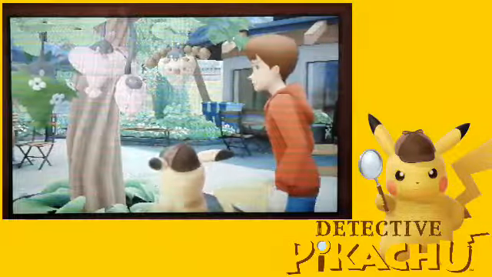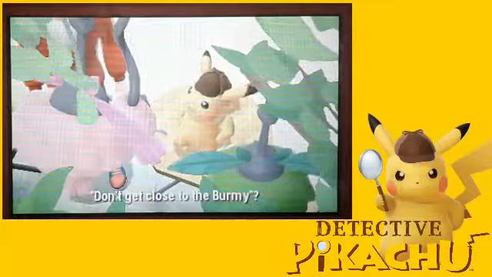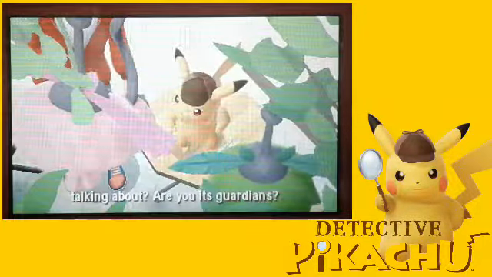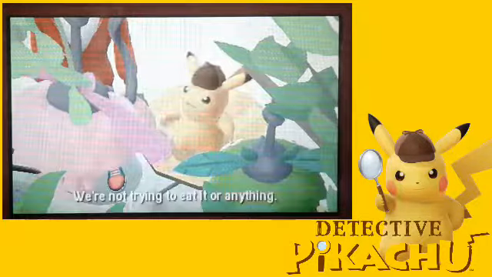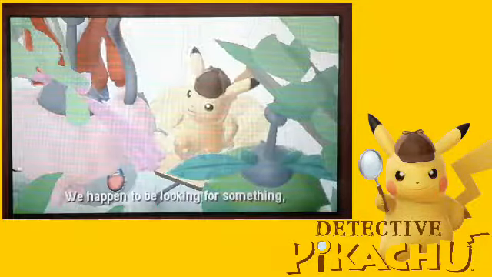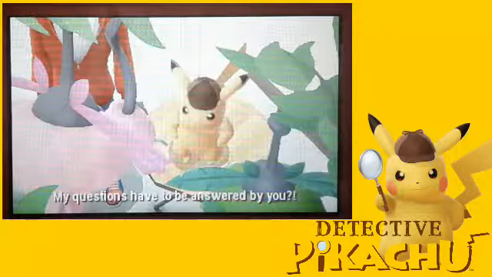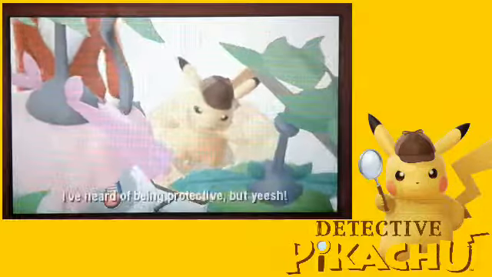Don't get close to Sand. Why? What in the world are you talking about? The other one that no one really cares. Guardians? We're not trying to eat it or anything. We happen to be looking for something and we just want to talk to it. My questions have to be answered by you? I heard of being protective, but yeesh. Oh well.